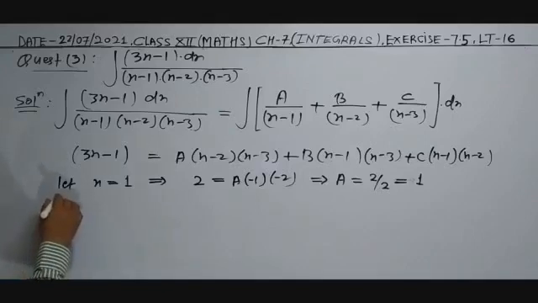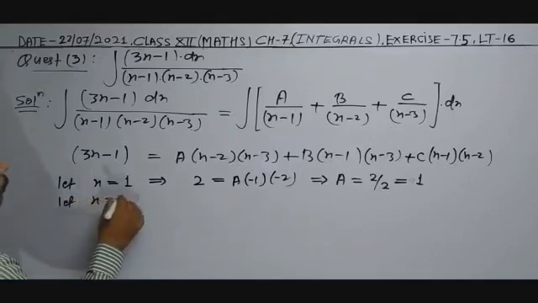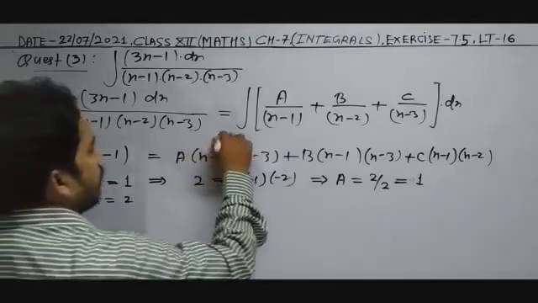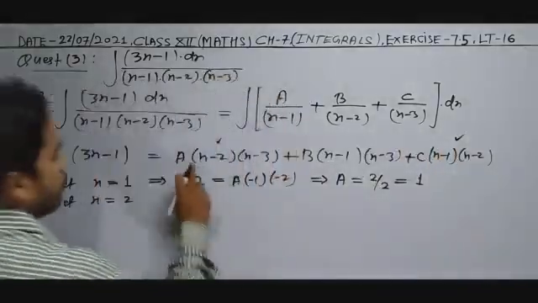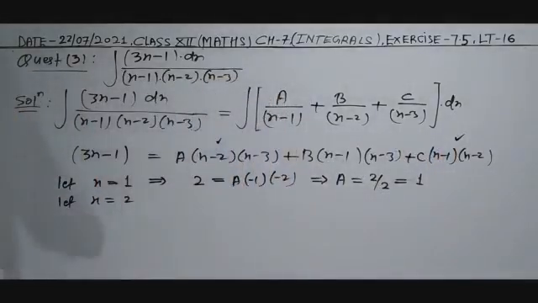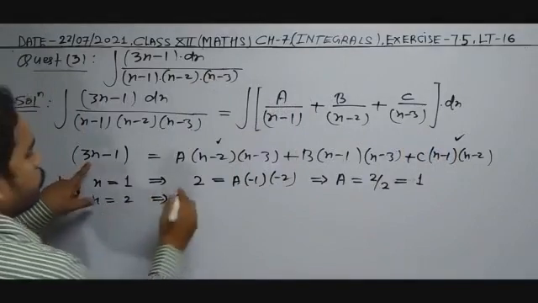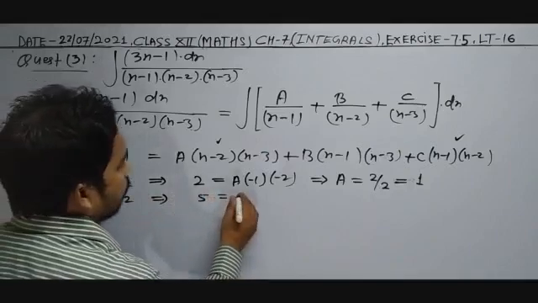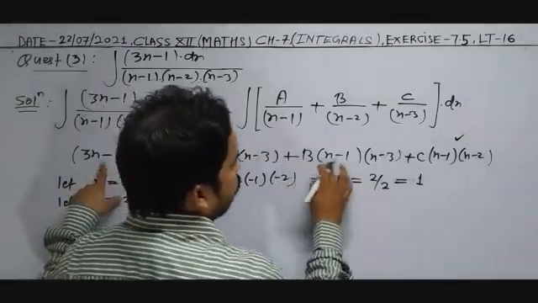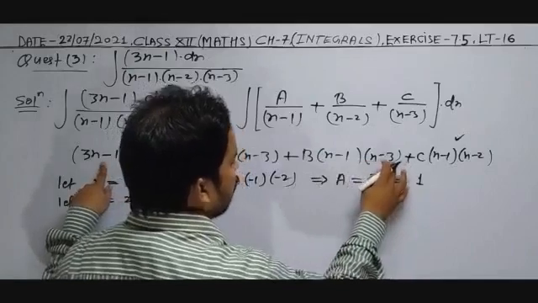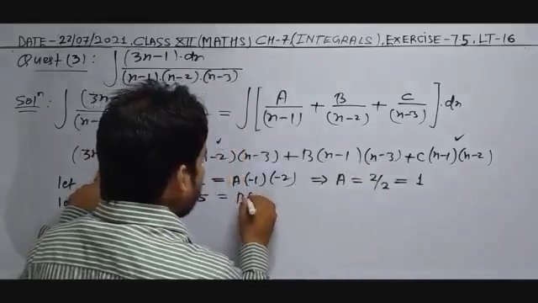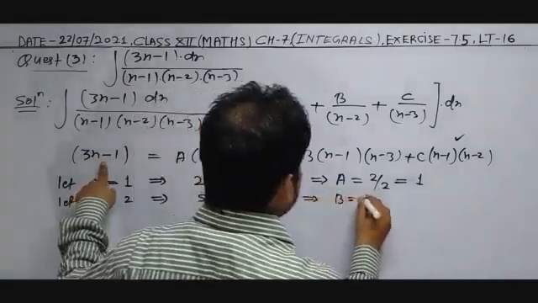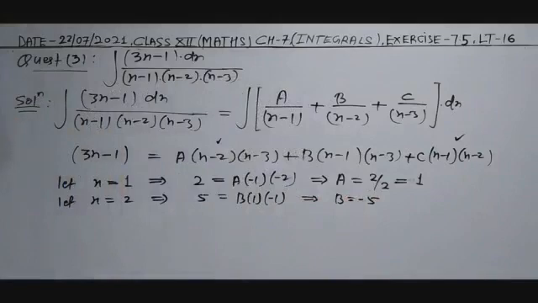Now let x equal 2. When you consider x equal to 2 on both sides, the terms with a and c will be 0, since 2 minus 2 is 0. So you get 3 times 2 is 6, minus 1, 5, equals b times (2-1)(2-3), which is 1 and minus 1. The result will be b is equal to minus 5.